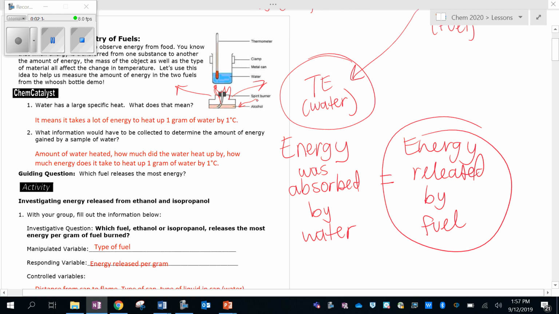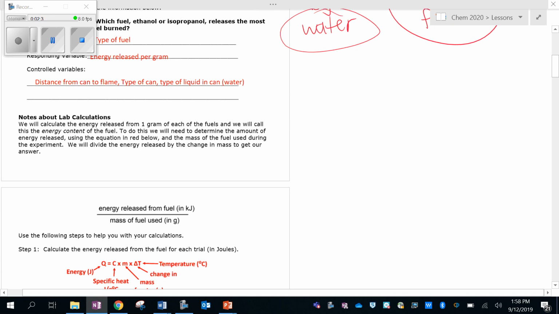Okay, and I also mentioned that we measured how much mass the alcohol lost during that time when the thermal energy was being absorbed by the water. So that part will be accounted for in our calculations. So first, what is specific heat anyways? Scientists know that for every type of material, there's a certain amount of energy that it takes to change 1 gram of it by 1 degree Celsius, to heat it, I should say.